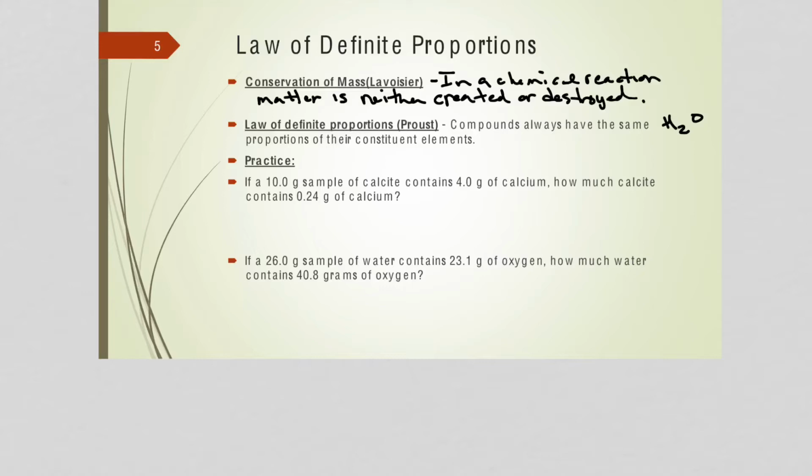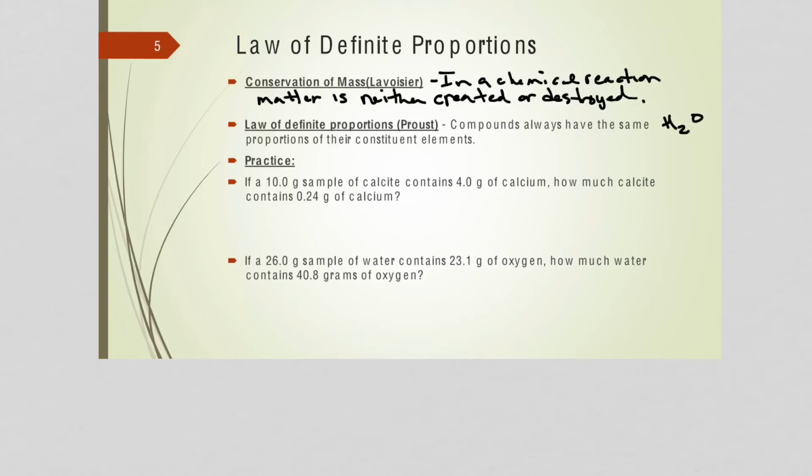So let's do a couple examples to illustrate that. In the first one, if I have a 10-gram sample of calcite that contains 4 grams of calcium, and I want to know how much calcite contains 0.24 grams of calcium. So in other words, how much calcite would I need to have in order for it to contain 0.24 grams of calcium? Well, the first piece of information gives us the proportions, right? It tells me that in a 10-gram sample of calcite, I have 4 grams of calcium. So that means in every 10 grams, I'm going to have exactly 4 grams of calcium.